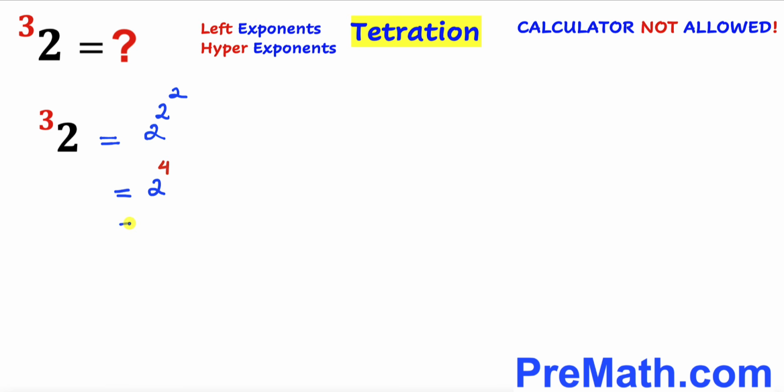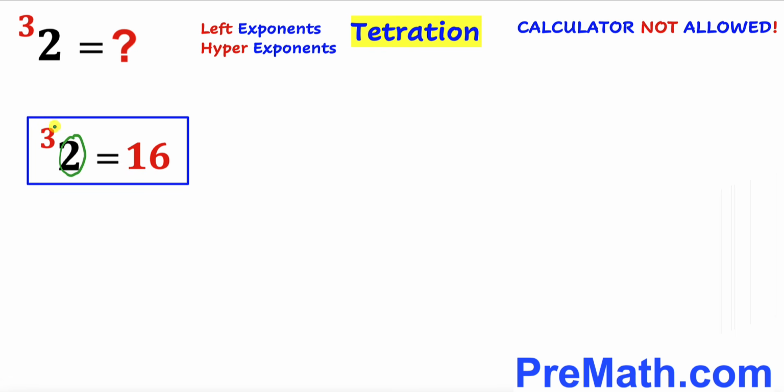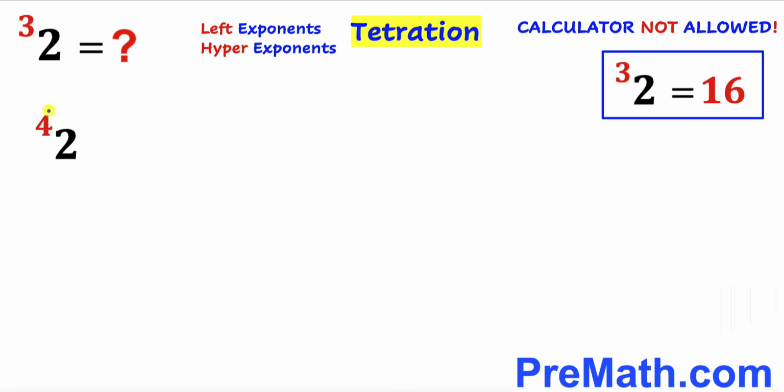Now we know 2 power 4 means we are going to multiply 2 four times, and if we multiply them, that is going to give us 16. So 2 with the left exponent 3 is always equal to 16. And here's one more example.